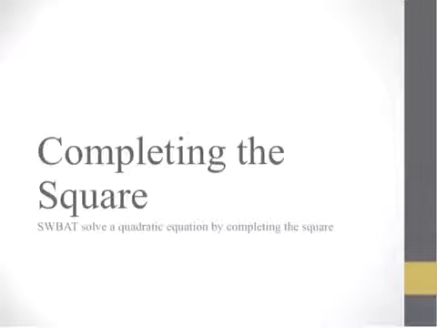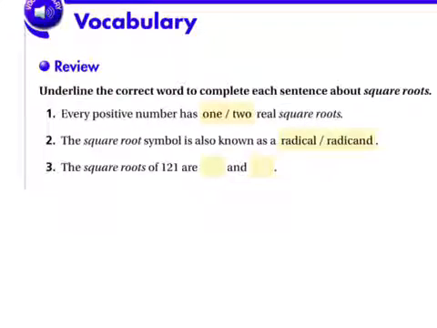Welcome to Algebra 1, Chapter 9, Section 5, Completing the Square. Let's review the vocabulary of square roots. Every positive number has two real square roots. The square root symbol is also known as a radical. The square roots of 121 are 11 and negative 11.